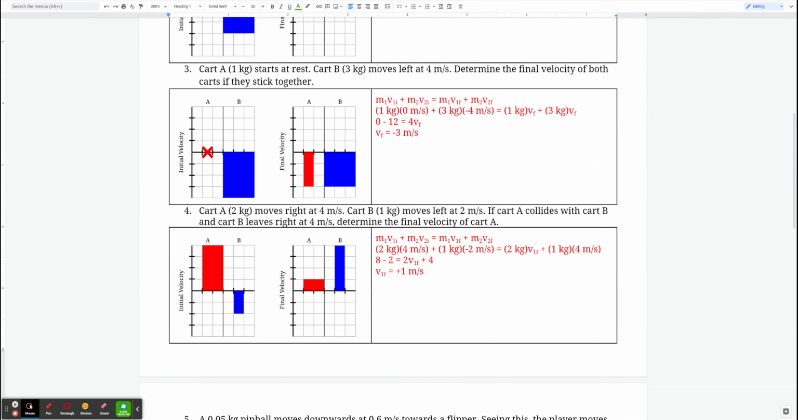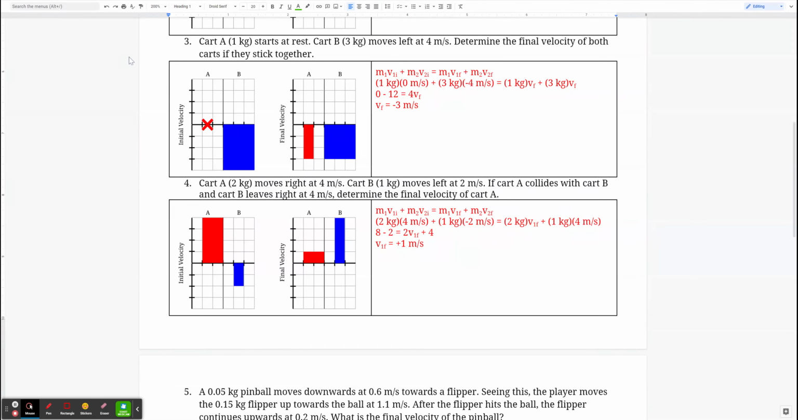All right, then moving on to 3 and 4. Here we just continue with more of the same. So cart A starts at rest, 1 kilogram. So there we go. And then cart B is 3 kilograms, moving left at 4 meters per second. So that's why it's 3 wide and -4 tall, because again, the word left here.